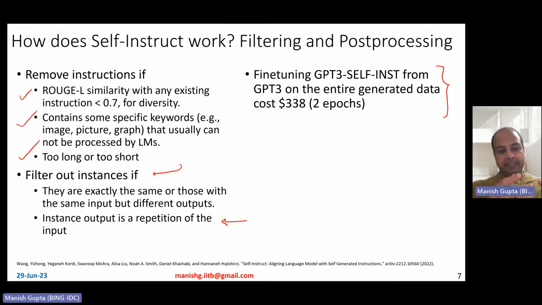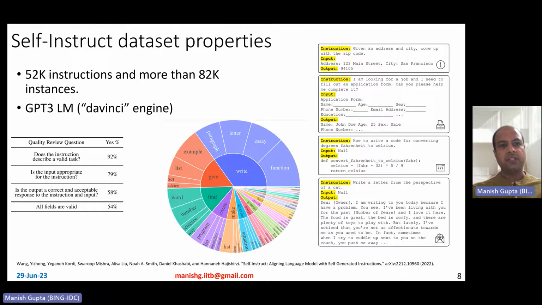after all this is done, you take this data and you fine-tune your GPT-3 model and you call it a GPT-3 Self-Inst model. The authors fine-tuned this model on the GPT Self-Instruct dataset that they created using this methodology, using the OpenAI API itself. That cost them just $338. So fine-tuning GPT-3 models is not an impossible task. It's very much possible and very much practical. They fine-tuned for 2 epochs over their data and it took just $338. It's pretty cheap in that sense.